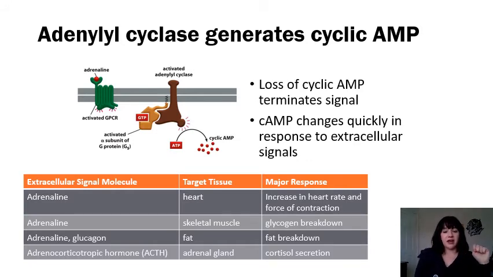Some extracellular signaling molecules that cause production of cyclic AMP in the cell are adrenaline, glucagon, and adrenocorticotropic hormone. Adrenaline, for example, is going to act on a variety of tissues, heart, skeletal muscle, fat, and depending on the cell type, it has different responses. But the first part of that pathway involving adenylyl cyclase and making cyclic AMP is the same.